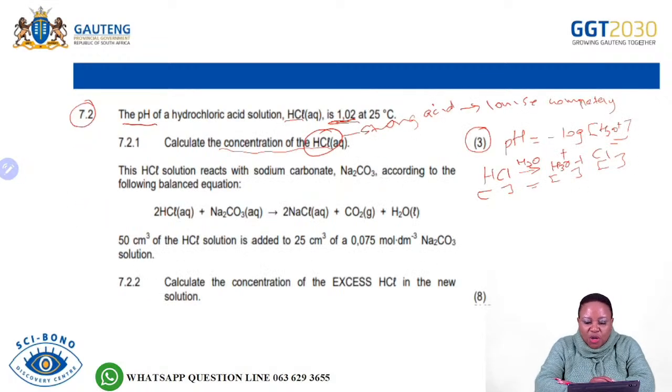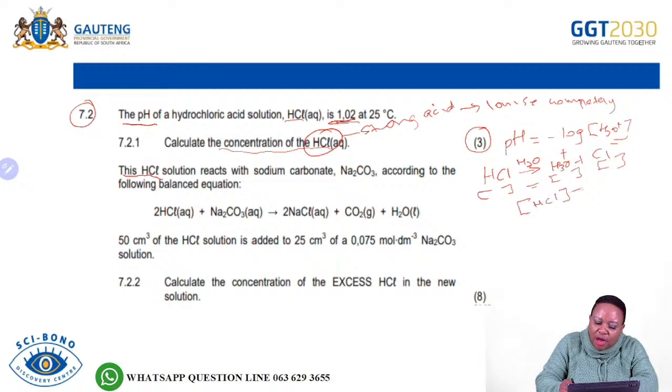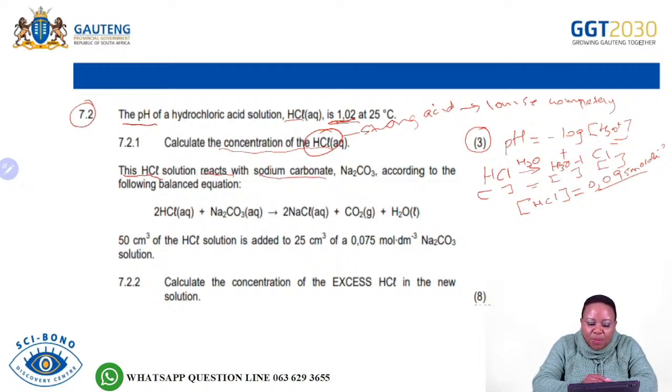When you look at the second question now, it says this HCl. What do you mean by this HCl? Remember, this is a follow-up question from the previous question. So they are talking about this HCl of concentration 0,0955 mole per decimeter cube. They are saying this HCl reacts with sodium carbonate, and we are provided the formula of sodium carbonate as Na2CO3 according to the balanced equation. So we are provided with the balanced equation.